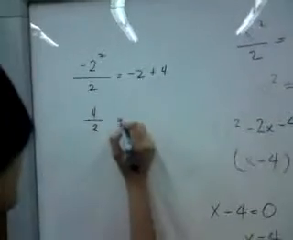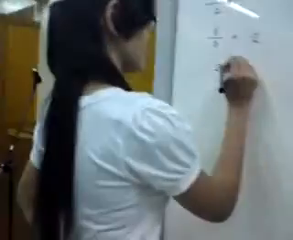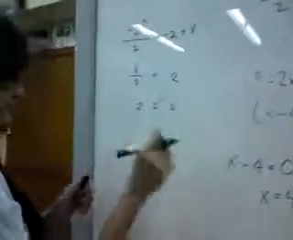Negative 2 squared... 4 divided by 2 is 2. Yes, nice one, Tim.